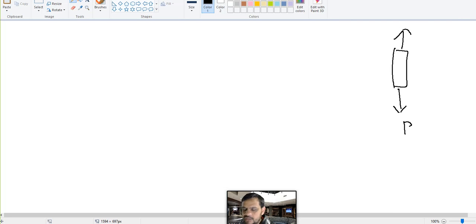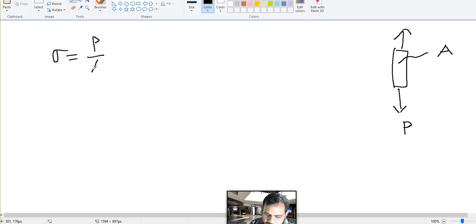Okay, so we will start with how to calculate the axial deformation. Here I am assuming a sample. We are applying a force P. Say the cross sectional area is A. So what is my stress? Stress is P over A. Sometimes we use A naught. Naught means the initial, the original cross sectional area. So that is the stress.